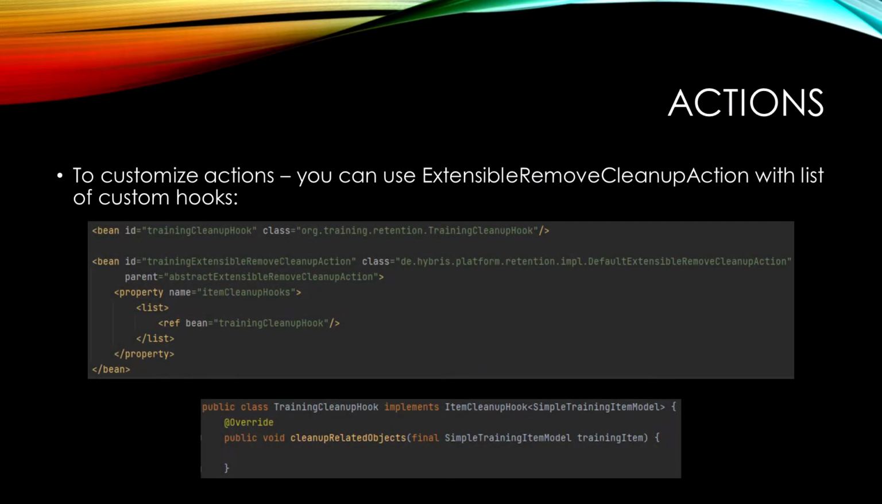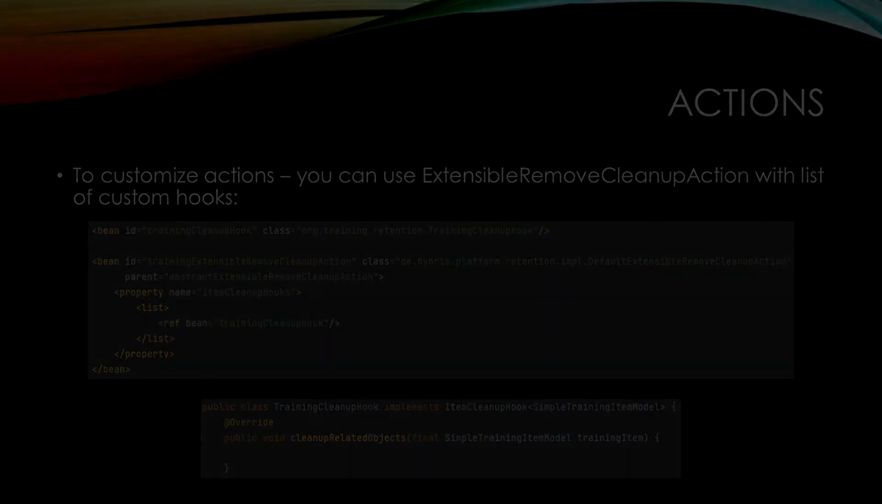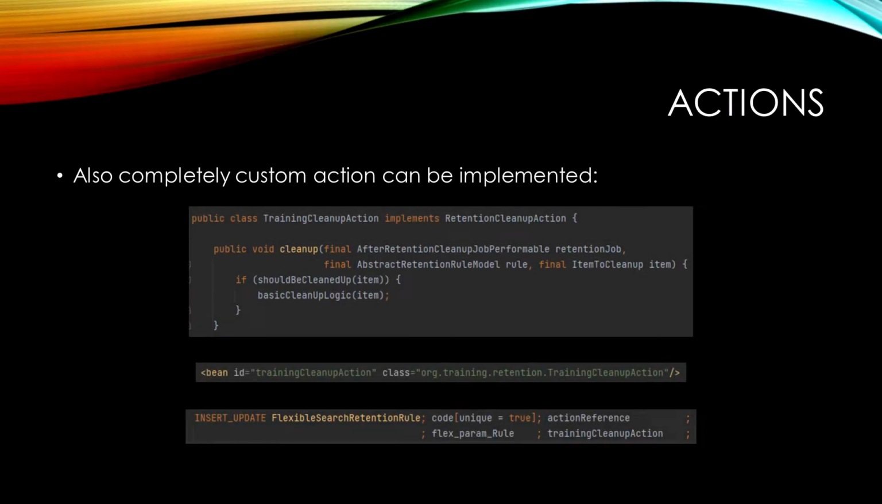One of the ways to customize cleanup action is extensible remove cleanup action. Such action is having list of custom hooks. Before the item removal, hooks will be executed. The other option is to create a completely custom action, implementing the retention cleanup action interface.